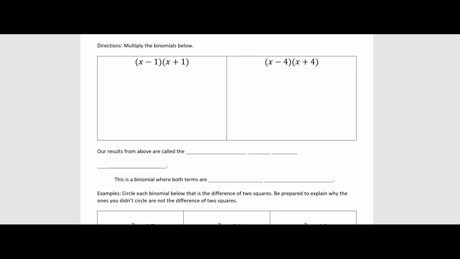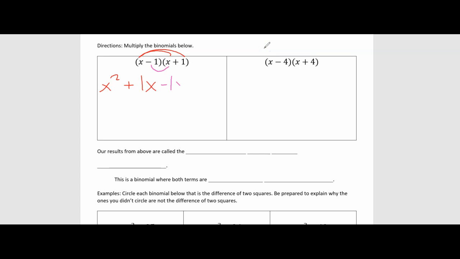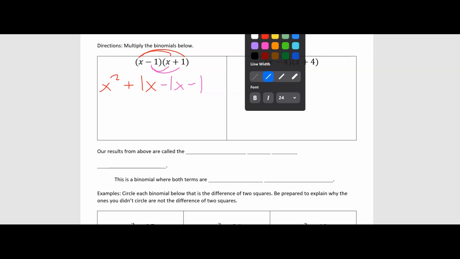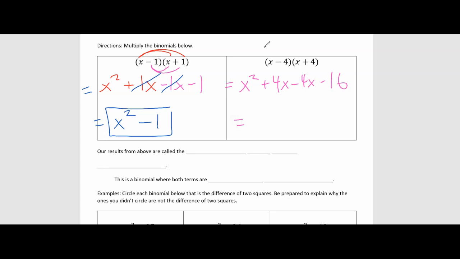Okay, I'm going to go through the steps here because I think you need to see what's going on. So I'm going to get x squared plus 1x, or just x. And then I'm going to get minus 1x minus 1. So when I simplify here, these x terms simplify out, so I get x squared minus 1. So I actually just end up with a binomial here rather than a trinomial. And the same thing happens over here. I'm going to get x squared plus 4x minus 4x minus 16. So I get x squared minus 16.